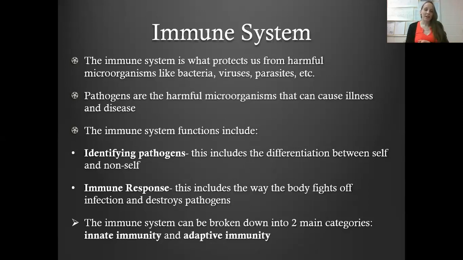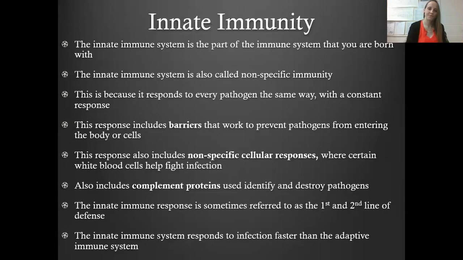The other part of the immune system function is the actual immune response. So once it identifies something as being a pathogen or a foreign entity, how does it go about actually fighting that infection or that pathogen off? The immune system is broken down into two main categories, but both categories need to be able to do both of these functions. The two categories are the innate immunity and the adaptive immunity.